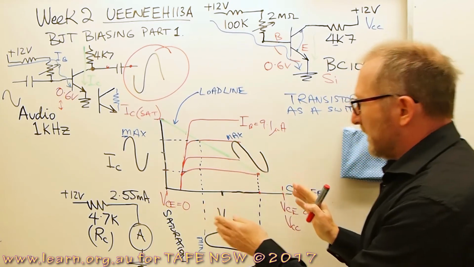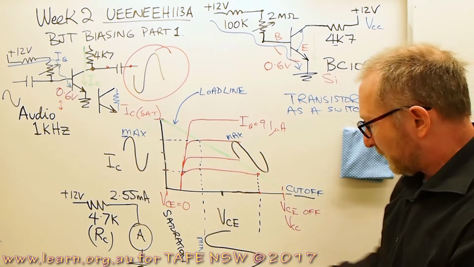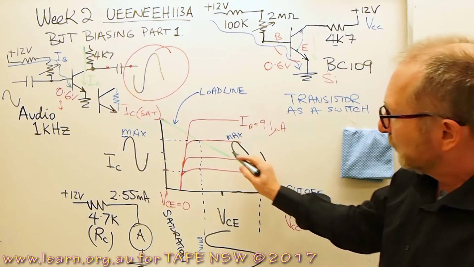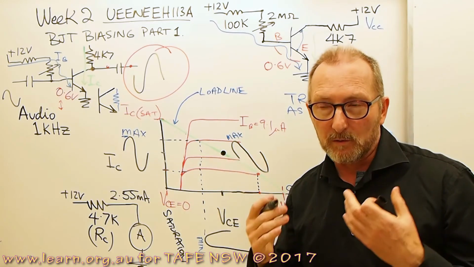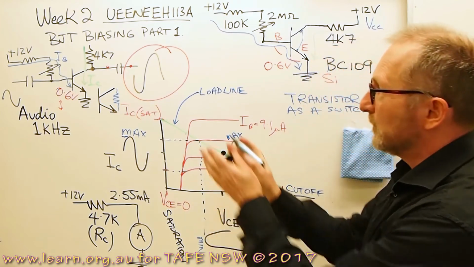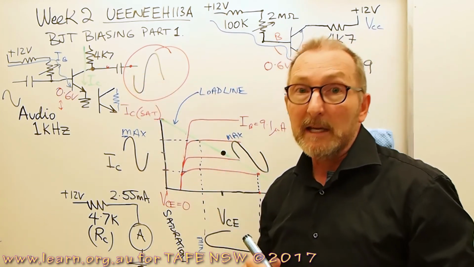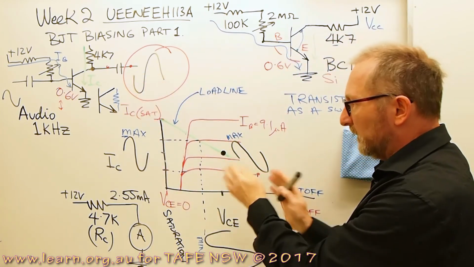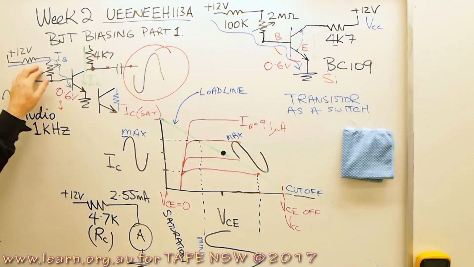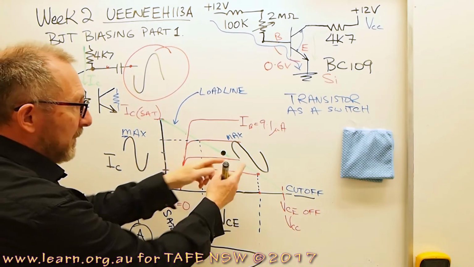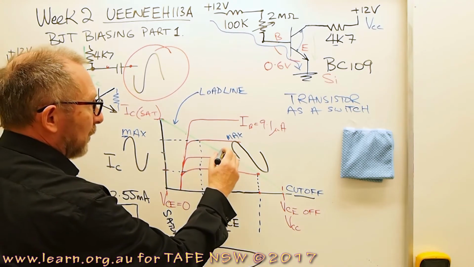The load line and setting the quiescent point. When we do have an AC waveform that we want to amplify and use this transistor as an amplifier, we really need to pick the base resistance carefully so that we set the Q point.